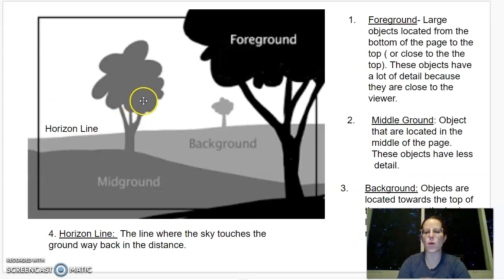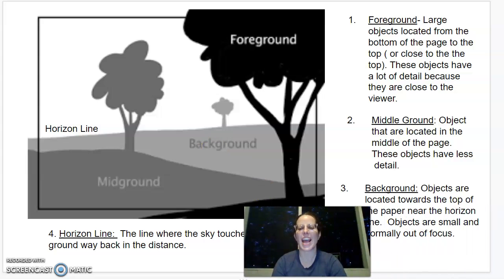All right, so a foreground. A foreground is large, all right? Large objects located from the bottom of the paper to the top of the paper or close to the top. These objects have a lot of detail because they are close to a viewer. Foreground. I'm in your foreground.